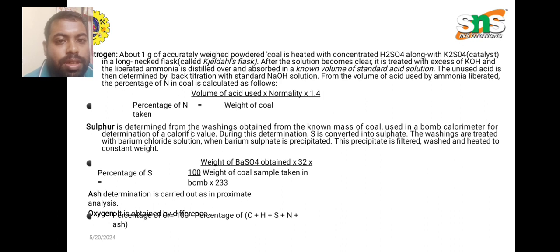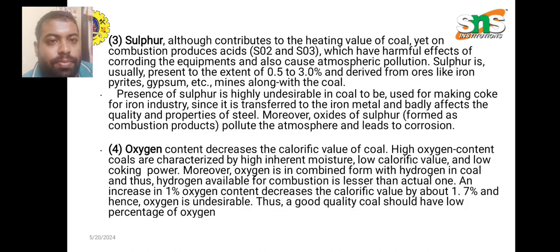The washings are treated with barium chloride solution when barium sulfate is precipitated. This precipitate is then filtered, washed and heated to constant weight. The percentage of sulfur is measured as weight of barium sulfate obtained into 32 into 100 by weight of coal sample taken in bomb into 233. Similarly, the ash content and oxygen content are measured. Ash content is determined as in proximate analysis. As for oxygen content, it is determined as 100 minus the percentage of carbon, hydrogen, sulfur, nitrogen and ash.